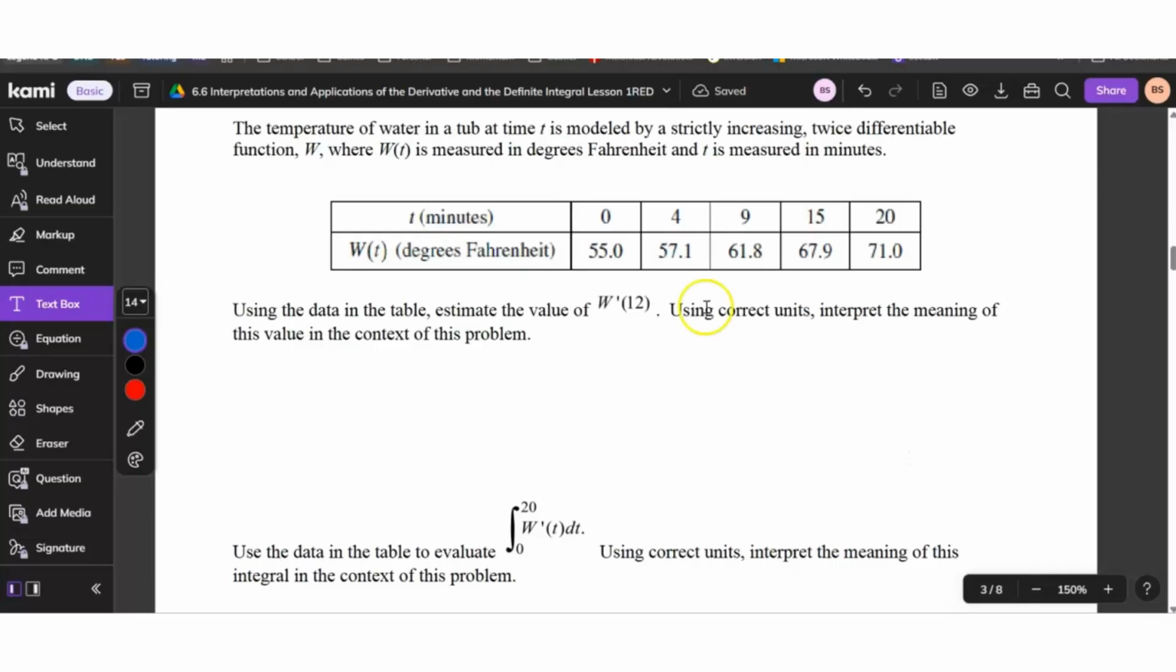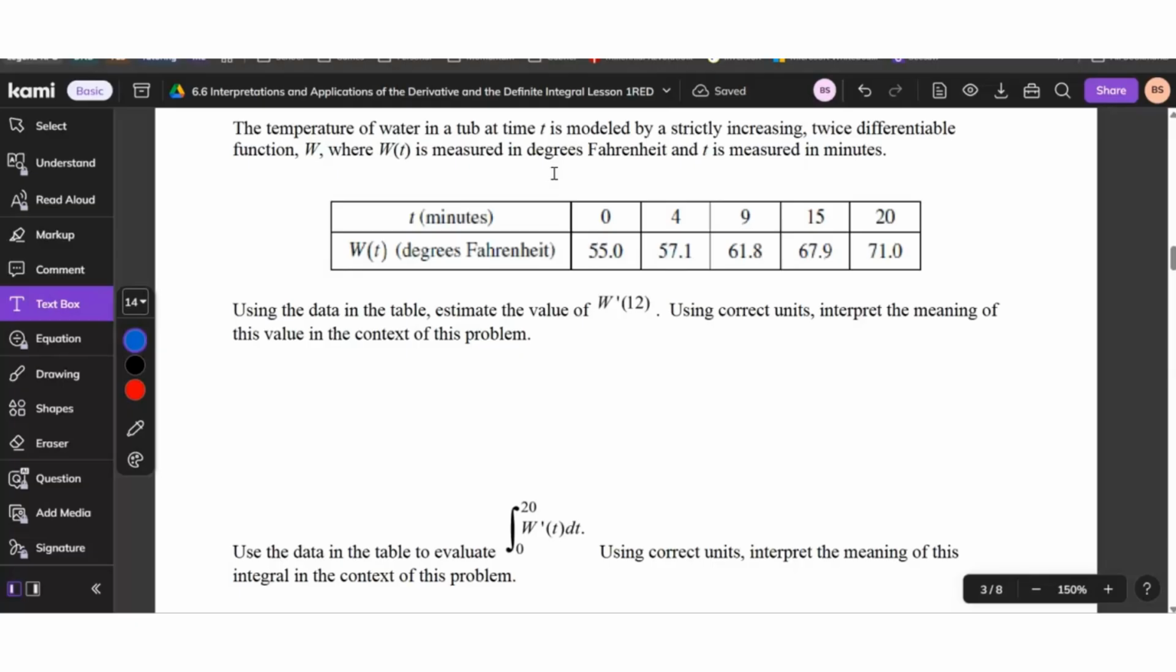Sí, entonces, all right, temperature of the water. Ladies. And Esteban. Thank you. All right. The temperature of the water in the tub at time t is modeled by a strictly increasing twice differentiable function w, where w of t is measured in degrees Fahrenheit and t is measured in minutes.